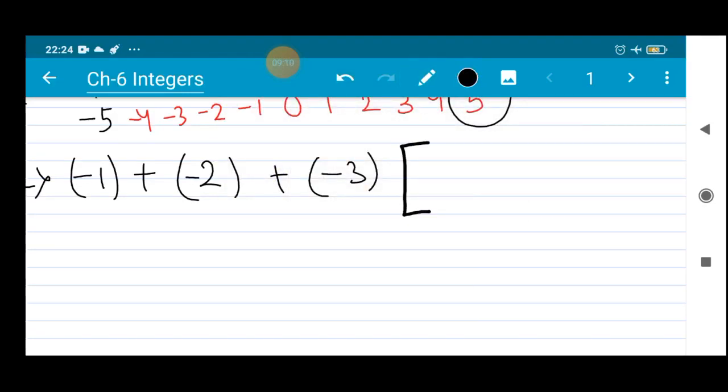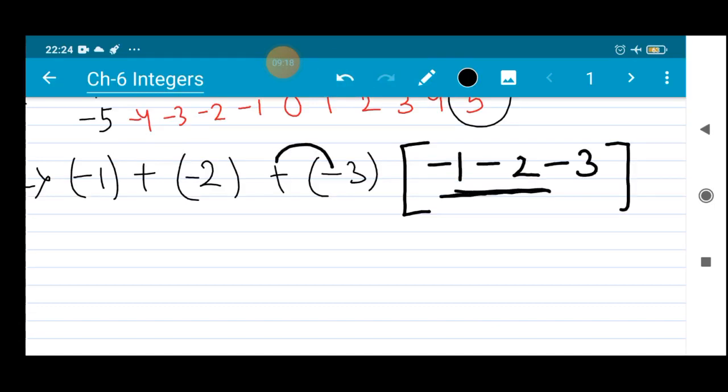If I have to open this bracket, minus 1 plus minus is minus 2, and plus minus here is again minus 3. First of all, let's solve this. Minus minus is plus, so 2 plus 1 is 3, but the sign will be minus, because 2 is a greater number. So 3, minus, again minus minus is plus, but the sign will be minus 6. So we will be reaching minus 6.